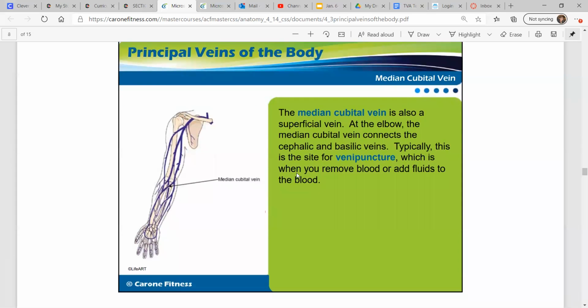The median cubital vein is also a superficial vein. At the elbow, the median cubital vein connects the cephalic and basilic veins. Typically, this is the site of venipuncture, which is when you remove blood or add fluids to the body. If you've ever given blood before, that is where they get you.